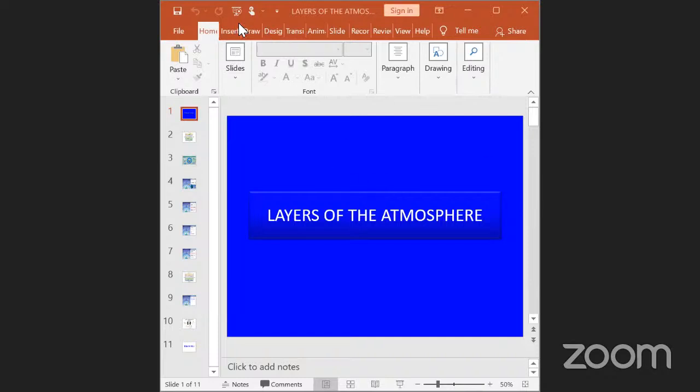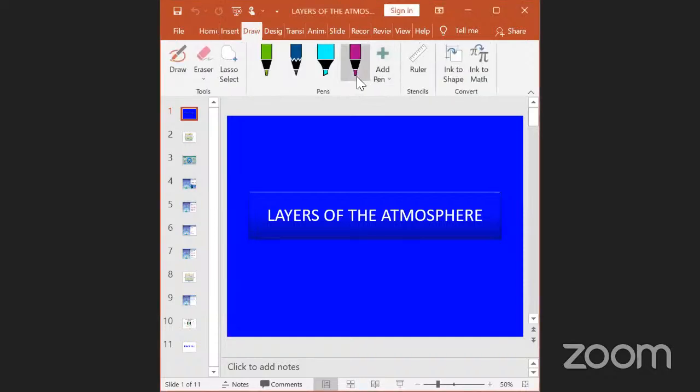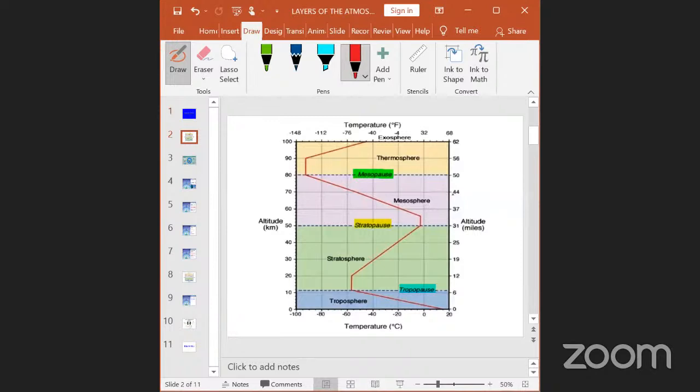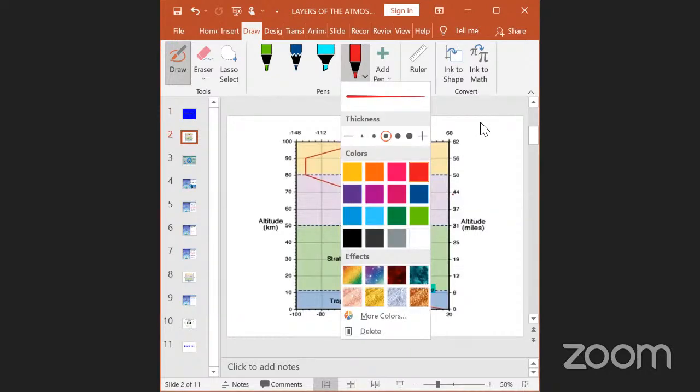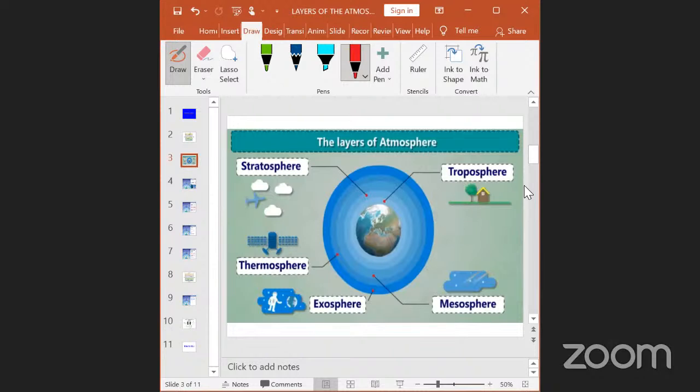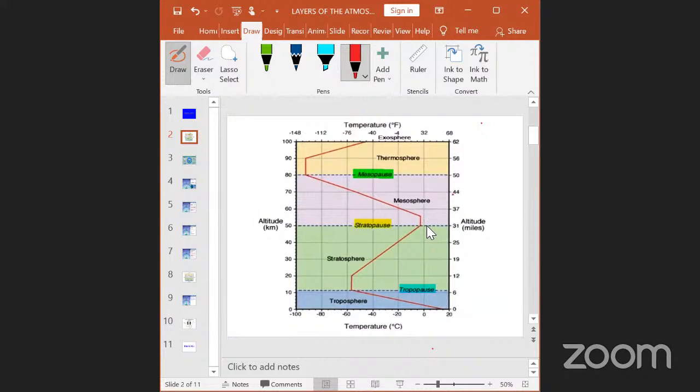So today's class is layers of the atmosphere. Here there are 5 major layers in the structure of the atmosphere. It is depending upon what criteria? Temperature variation criteria, right? So first of all, we learn about temperature variations of the layers.